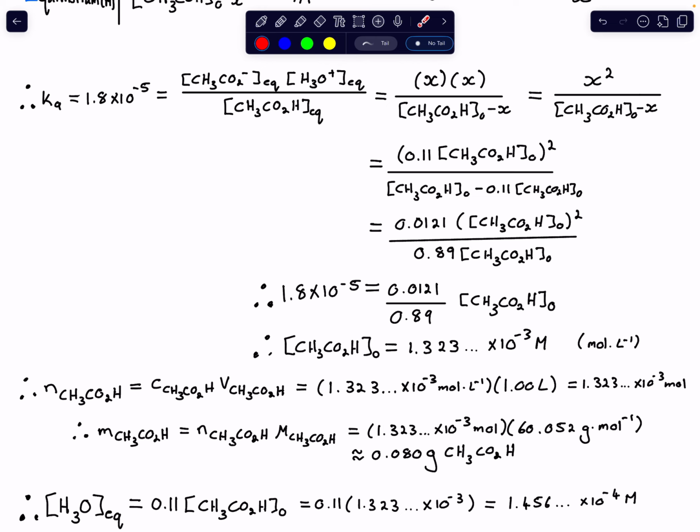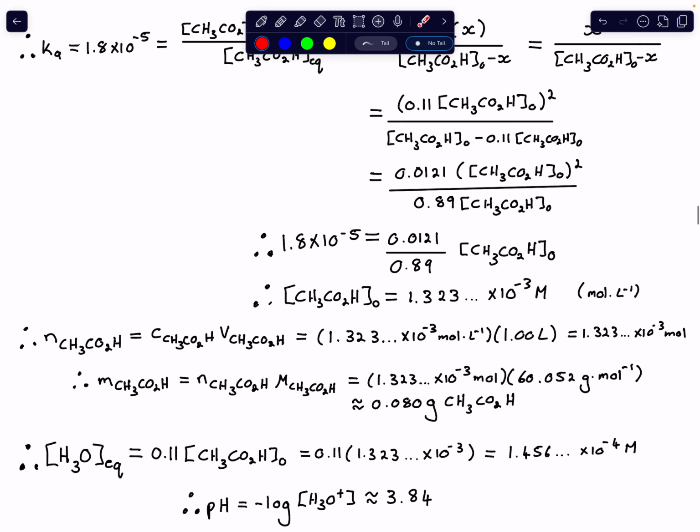Once we have the concentration of hydronium, we can calculate the pH using the negative log of the concentration of hydronium. That is rounded to 2 decimal places because the Ka is given to two significant figures, 1.8. So I get 3.84. It makes sense. This is an acid, an acidic pH, less than 7. And this is roughly the pH of acetic acid. You can Google that and you'll see it's roughly the pH of acetic acid.